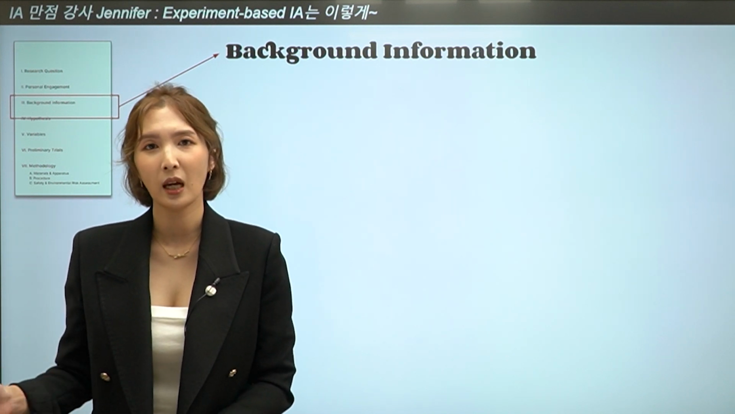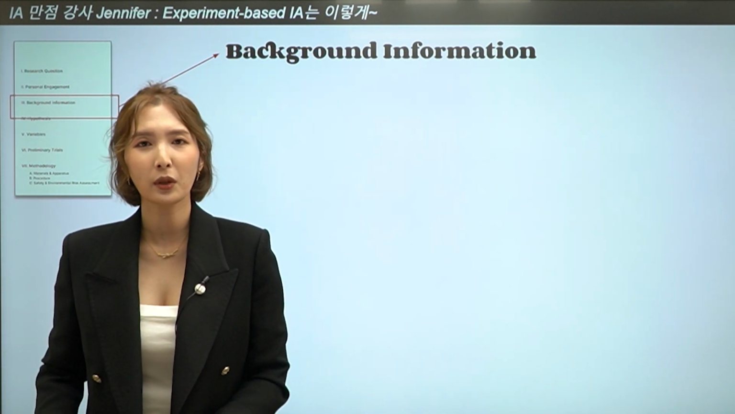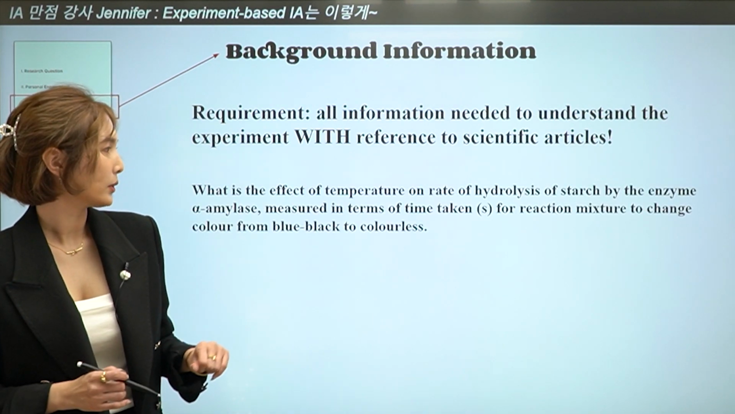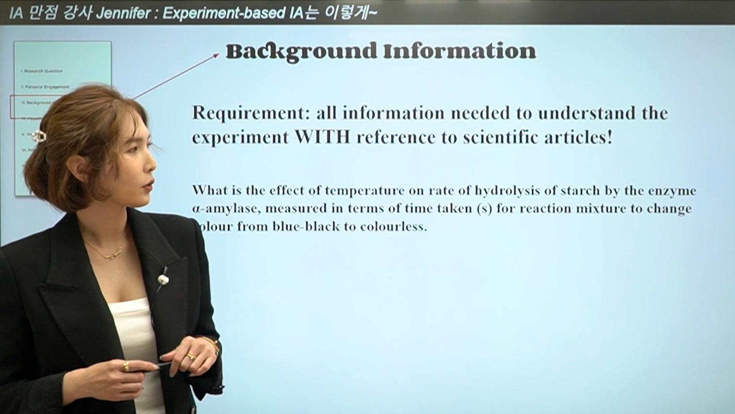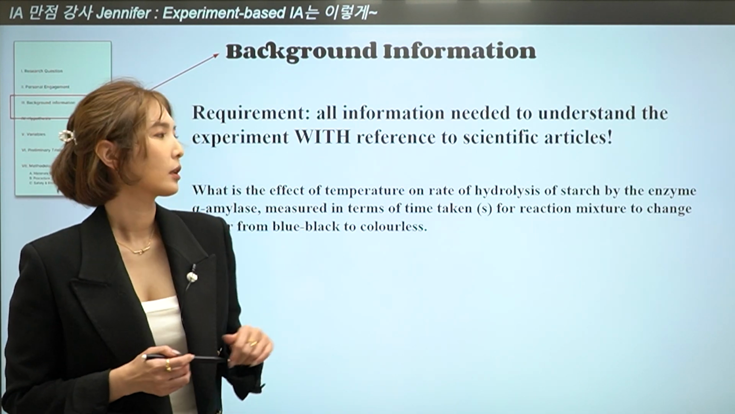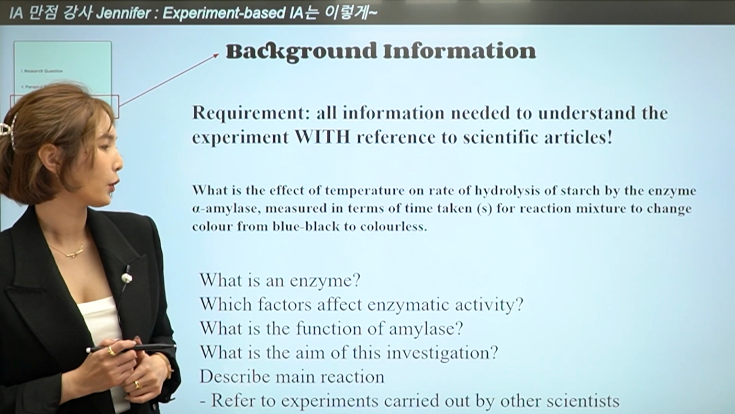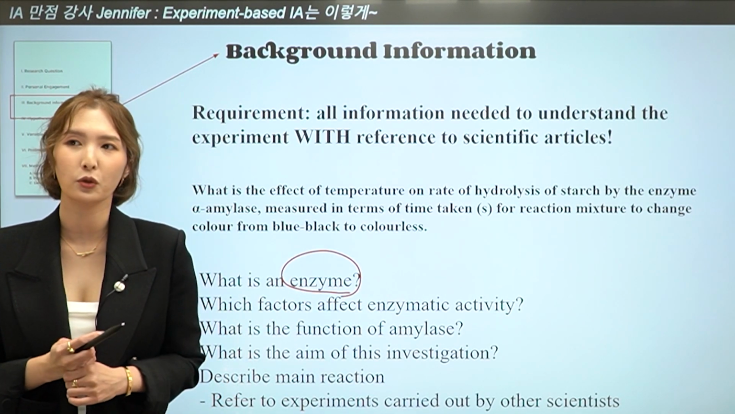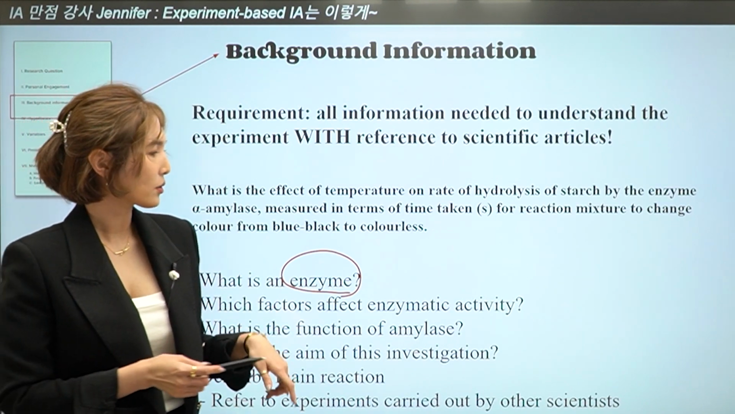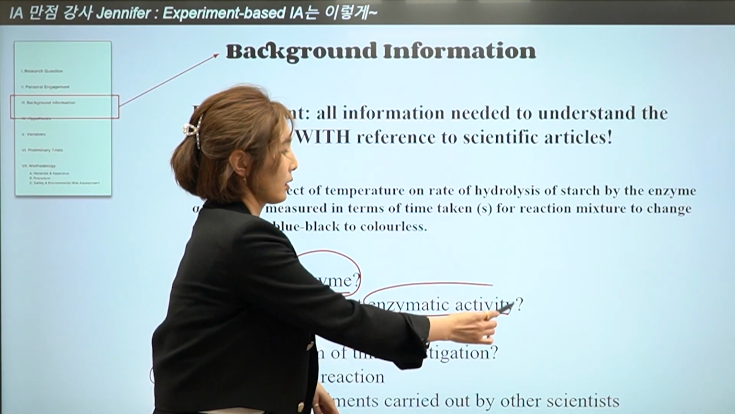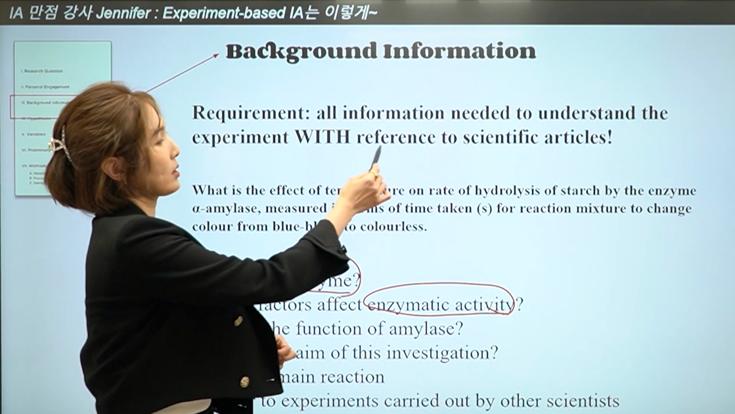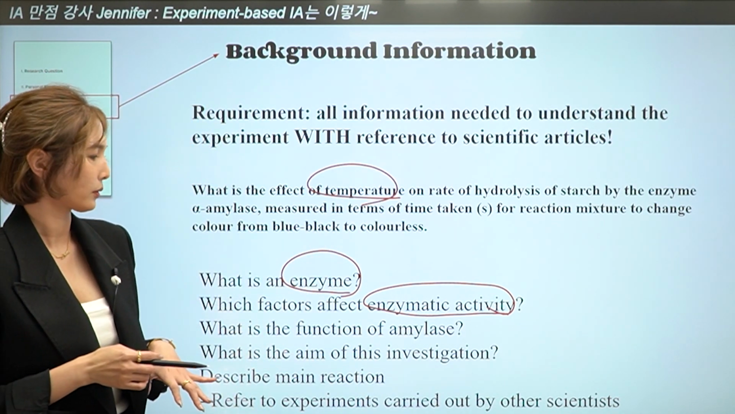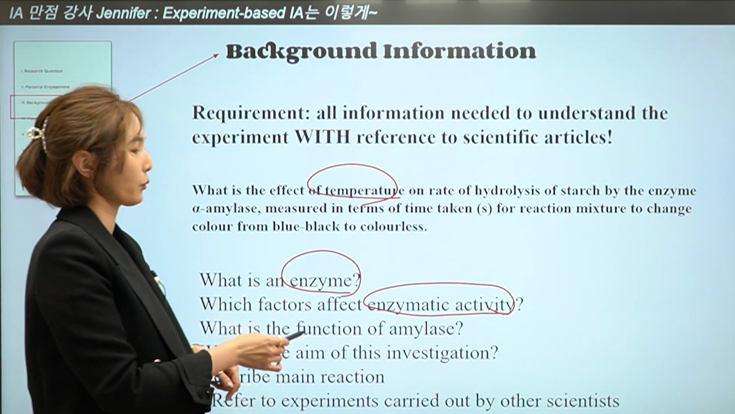But for him to understand what you're writing about in your IA, you need to provide a bit of information. Okay? So for us, for example, our RQ was the effect of temperature on the rate of hydrolysis of starch. Okay? And so first, you're going to have to discuss what an enzyme is. Okay? What does it do? Okay? Which factors affect enzymatic activity? Right? So if, for example, for us, it was temperature, right? Okay? So you want to pay a little bit more attention on temperature. Okay? Compared to all the others, you can put a graph in.